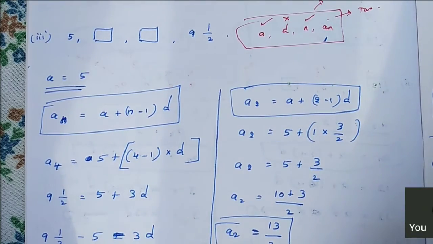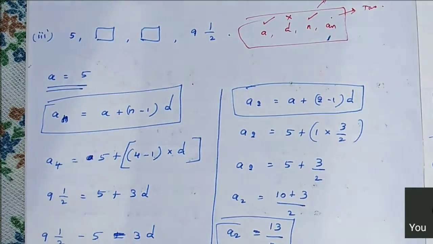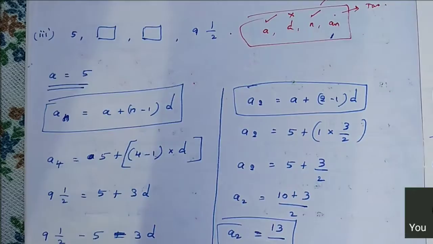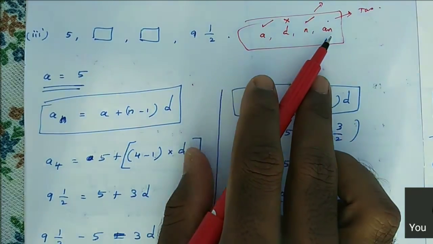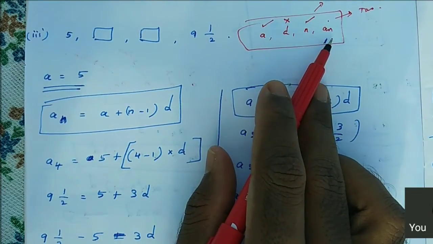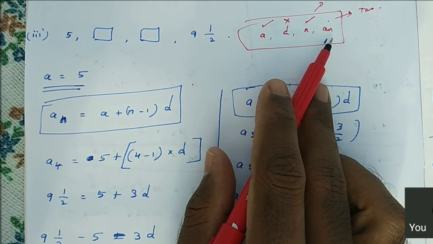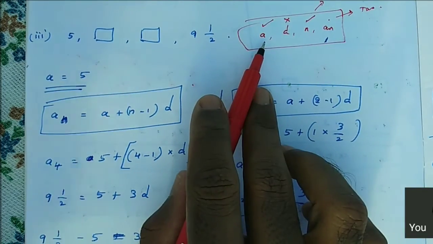Clear? Now you can tell me what I am supposed to do. Here a is also available. Suppose a is not given here, I can make two equations and simplify, and I can find the a and d values, right? Now here they have given a also. So what am I supposed to do?